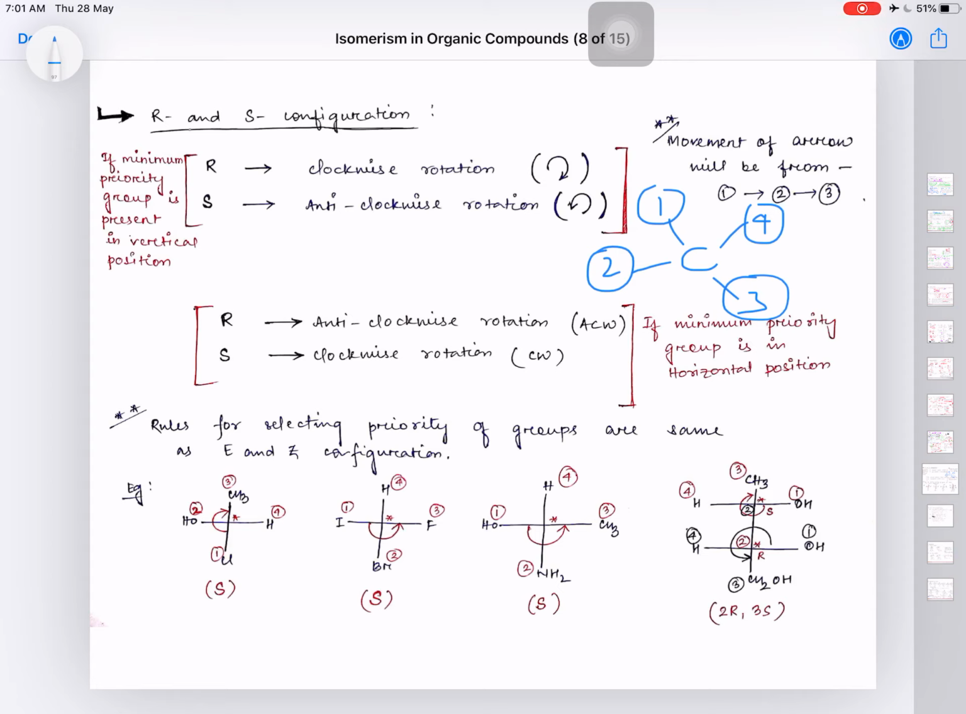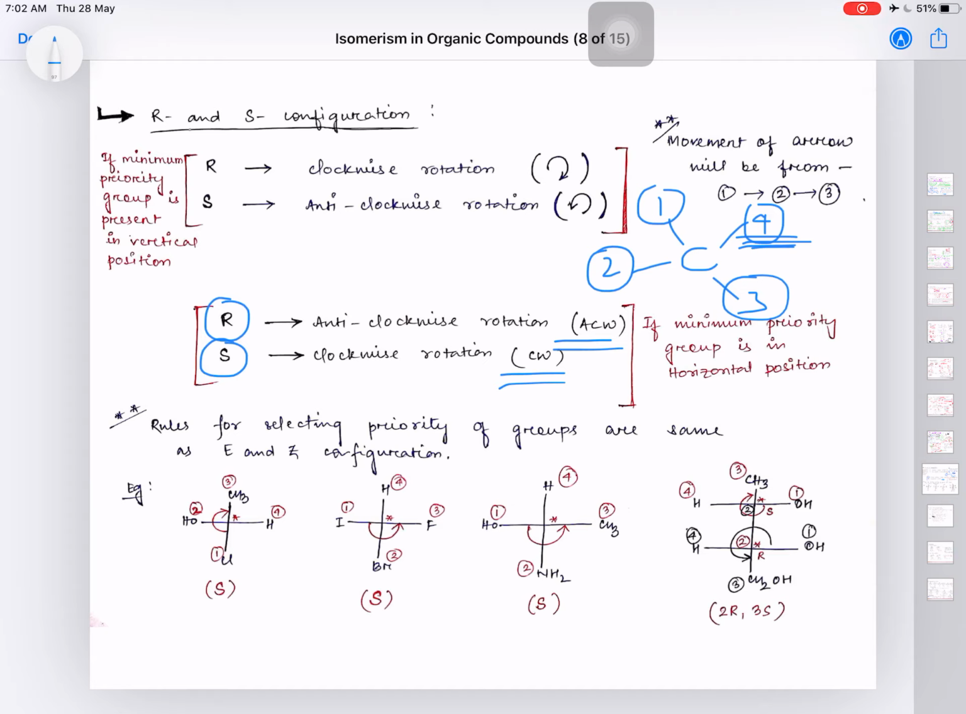If the minimum priority group, say the fourth group, is in the horizontal line, then R means anti-clockwise, and S means clockwise. Meaning if the rotation is clockwise, we will write S. If the rotation is anti-clockwise, we will write R. And if the fourth group, the least priority group, is in the vertical line, then it will be just opposite.